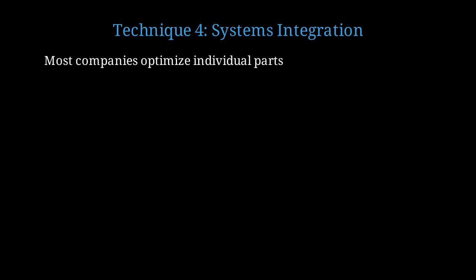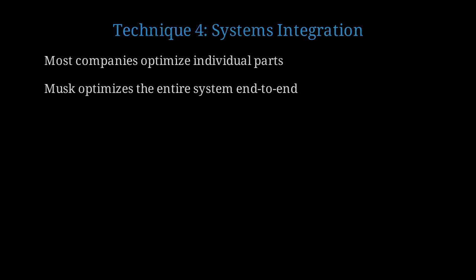The fourth technique is systems integration. Musk thinks in terms of entire systems, not individual components. Most companies optimize individual parts or subsystems, but this can lead to suboptimal overall performance. Musk optimizes the entire system from end to end. He looks at how everything works together.